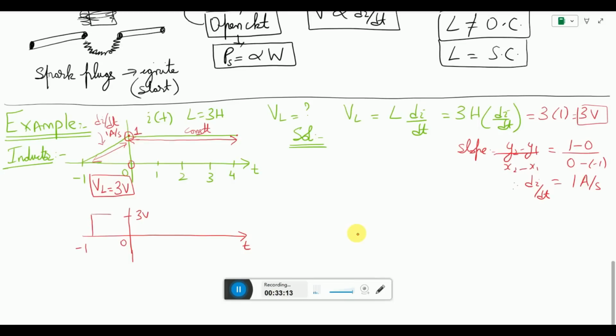So this is the value. So this is the area under the curve, this is all 3 volts. Now what happens when we look at the current graph moving from point 0 to point 4? We see this is a constant current.